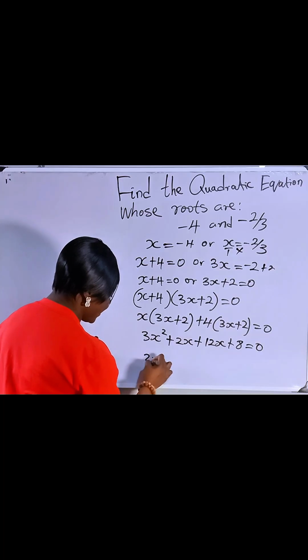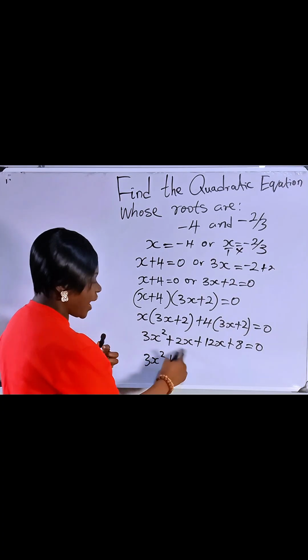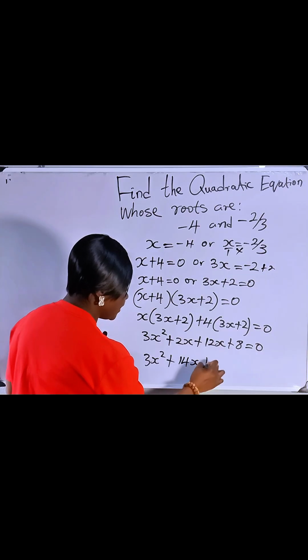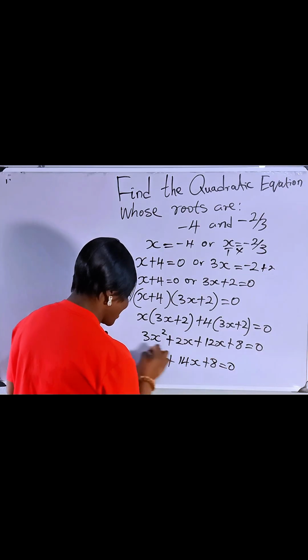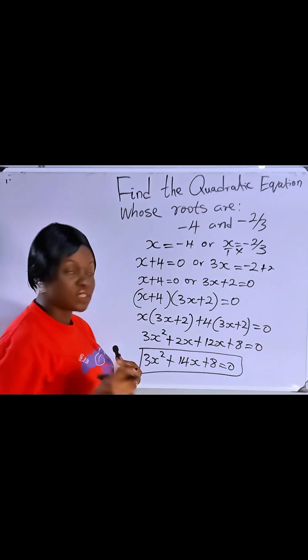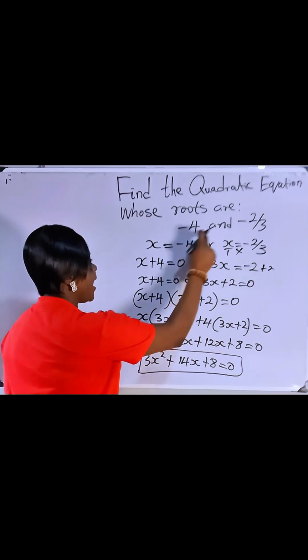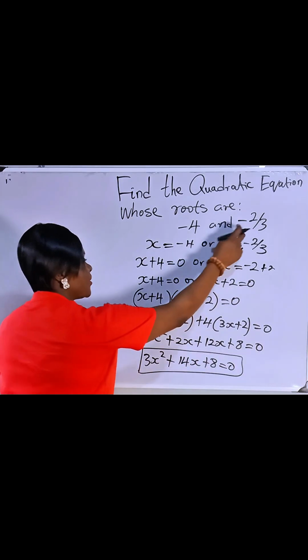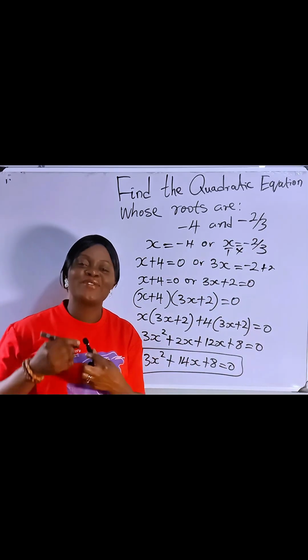So we have 3x squared plus 2x plus 12x, which gives us 14x, then plus 8 equals 0. And this is the quadratic equation whose roots are -4 and -2 divided by 3.